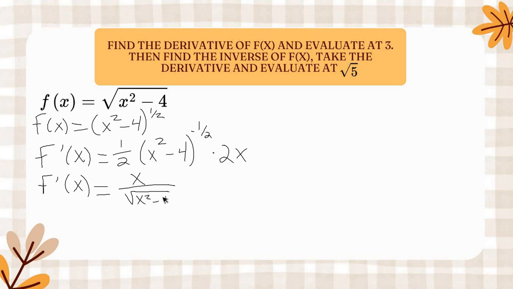Next up, we are plugging in what? 3. So I get 3 divided by the square root of 3 squared minus 4, which gives us the square root of 5. So we get 3 over the square root of 5. Yes? So we just took our derivative with our chain rule, simplified a little bit, and then plugged in 3.